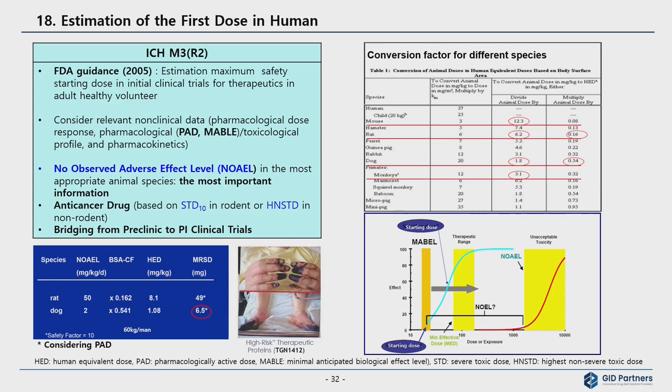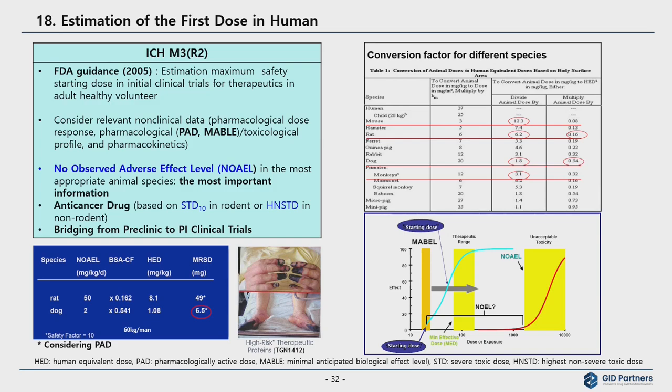And so, in people, about the first dose in humans, I think there's a separate guideline for this. If you could find the guidelines, you could refer to them. And when establishing the first dose, there's the efficacy dose, and there is a minimum effective level dose. That's what we call the MABEL concept. And after the toxicity studies, there will be NOAEL data, and so we would set a safe starting dose for humans.